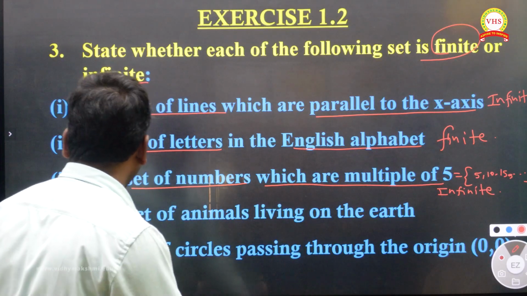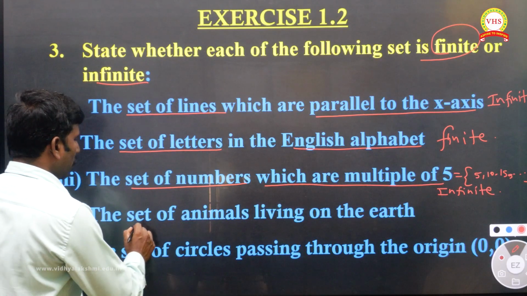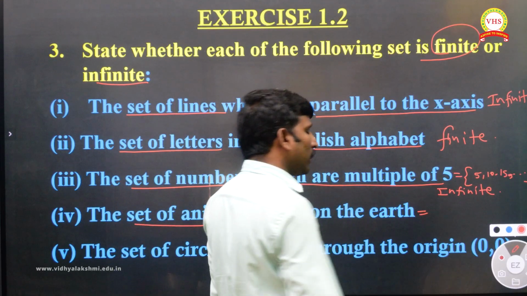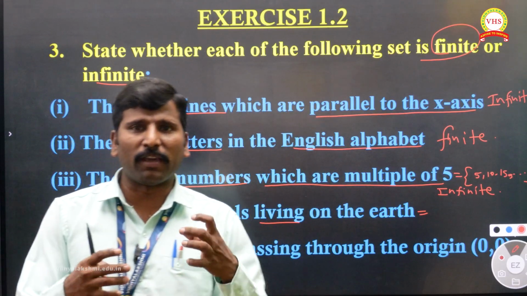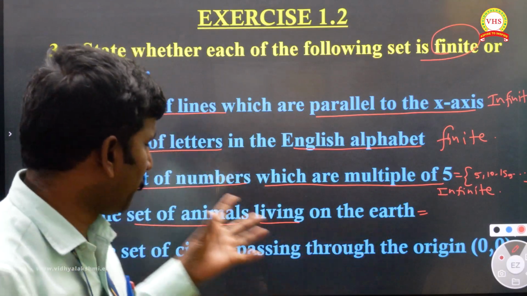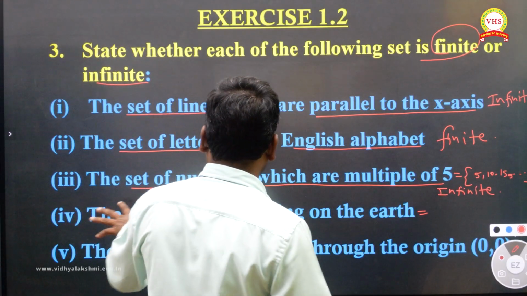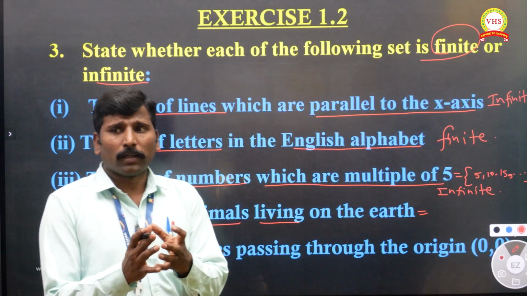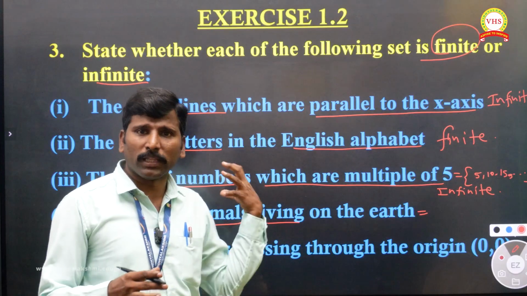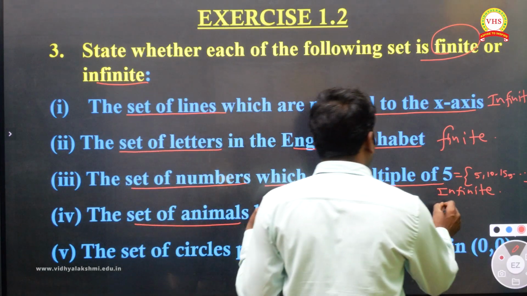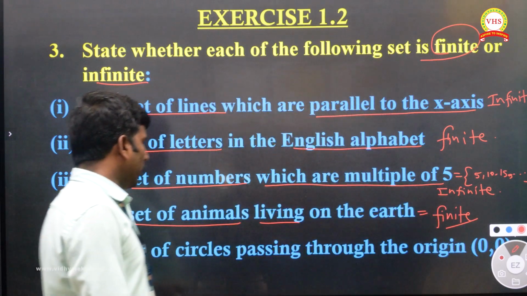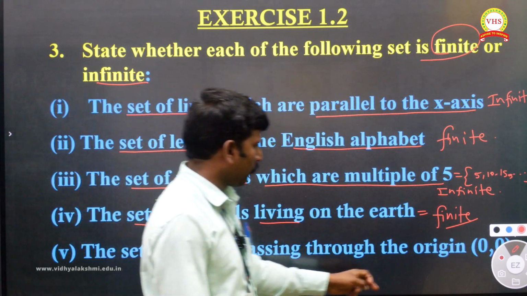Okay, be careful. And the fourth one, set of animals living on the earth. On the earth, how many types of animals we have, we know. There is some count. The forest department or health department, they have some count of animals. In the earth, how many types of animals we have, they have every count. Okay, so that is finite. In the planet, how many animals we have? Surely they have a count.